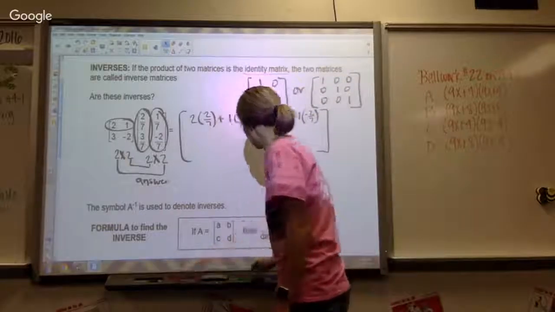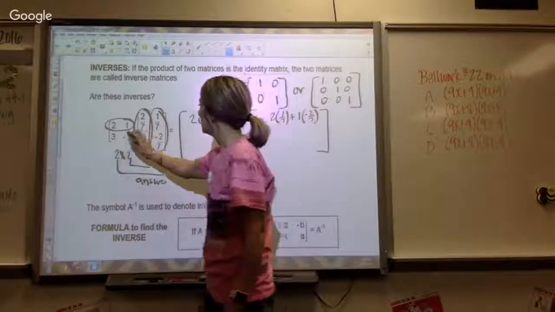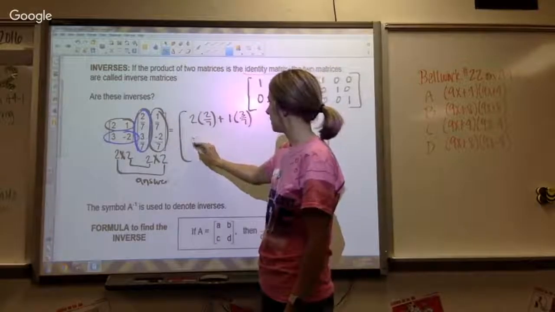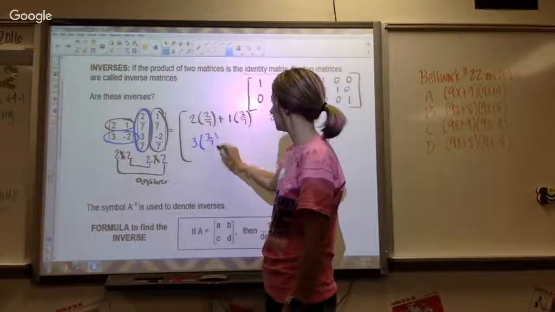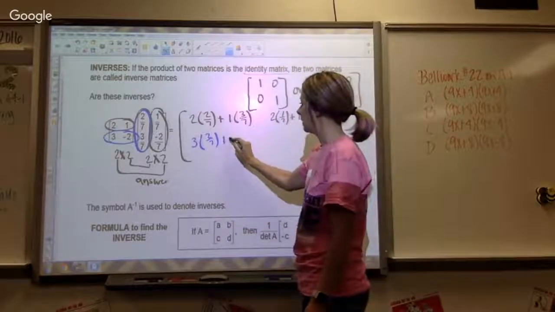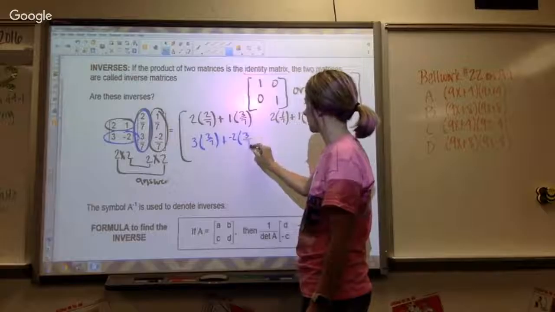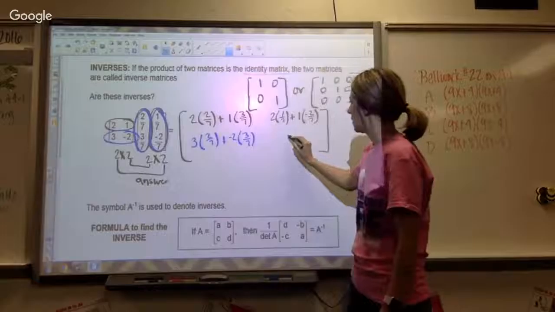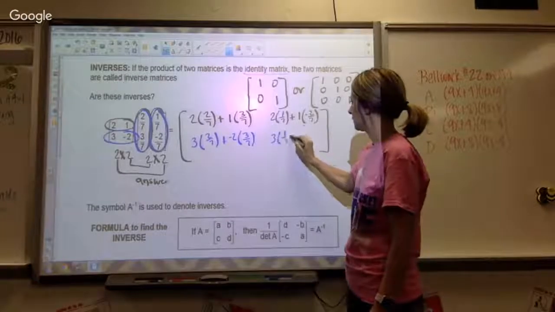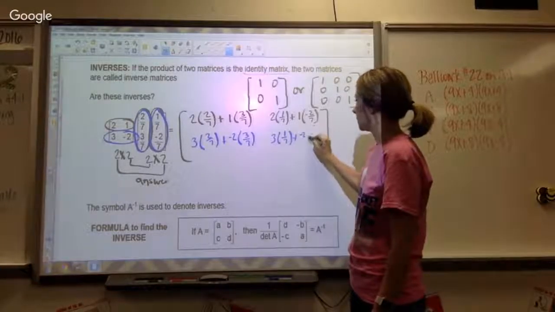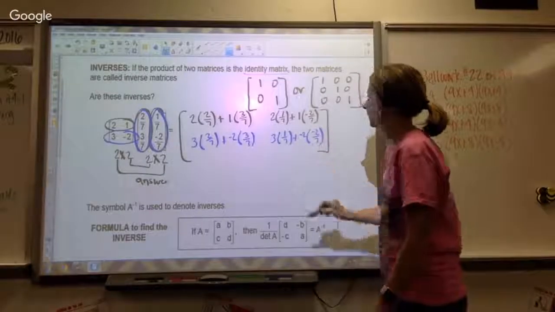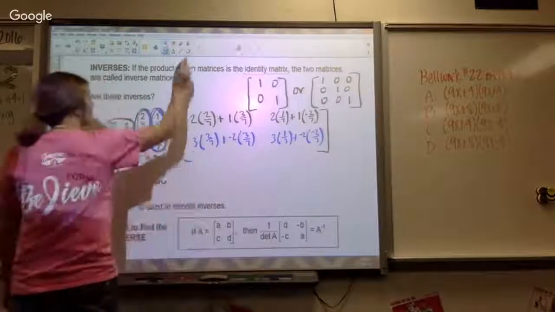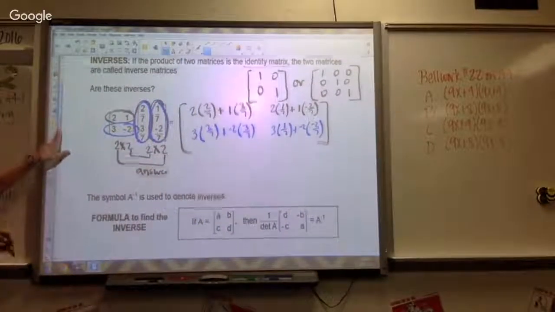So now I'm going to multiply the second row by this first column. Multiplying the first elements, 3 times 2 over 7. Plus negative 2 times 3 over 7. And then multiplying by that second column, 3 times 1 over 7. Plus a negative 2 times a negative 2 over 7. Okay, so now we need to multiply and then add them up.